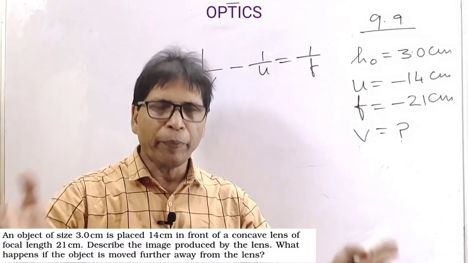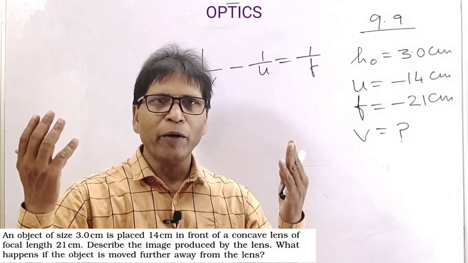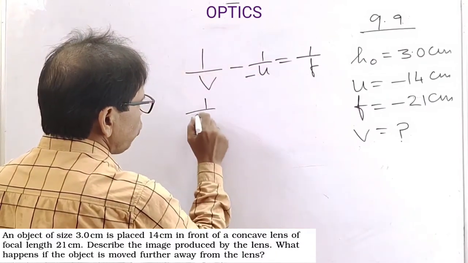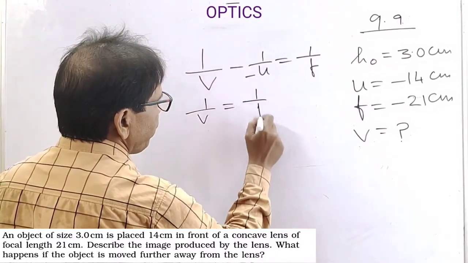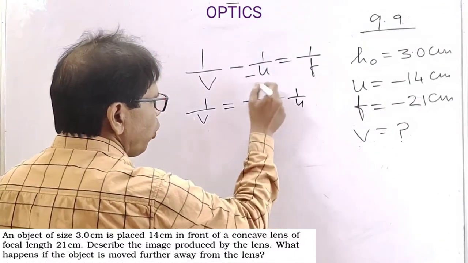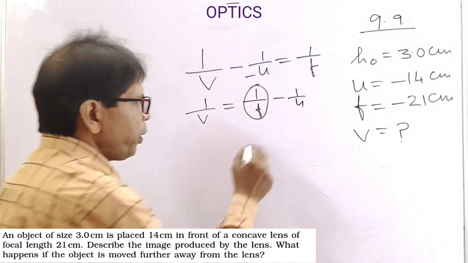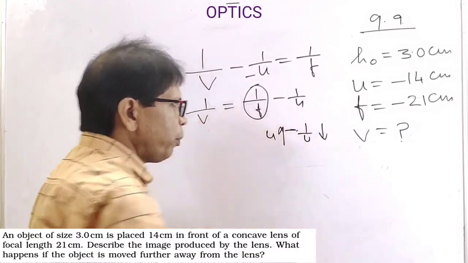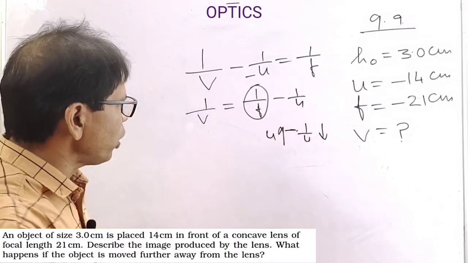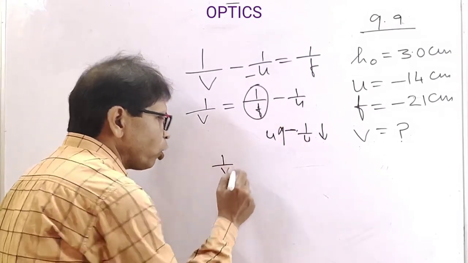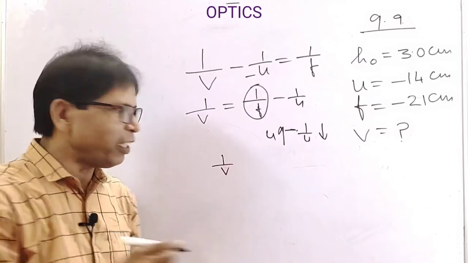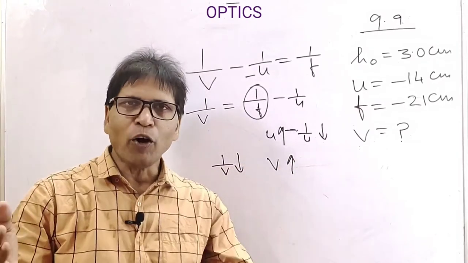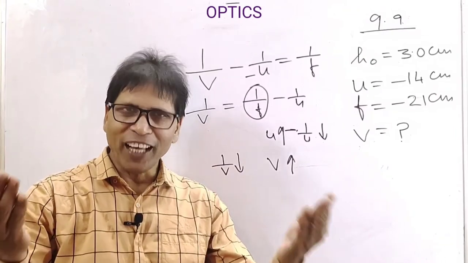Okay, what happens if the object is moved away from the lens? Now look at this. Here u is negative, so look at this. 1 by v equal to 1 by f minus 1 by u. Now 1 by f is constant, if u increases then 1 by u decreases. If 1 by u decreases, 1 by f constant, so 1 by v also decreases. If 1 by v decreases, then v increases. So image also moves away from the lens.